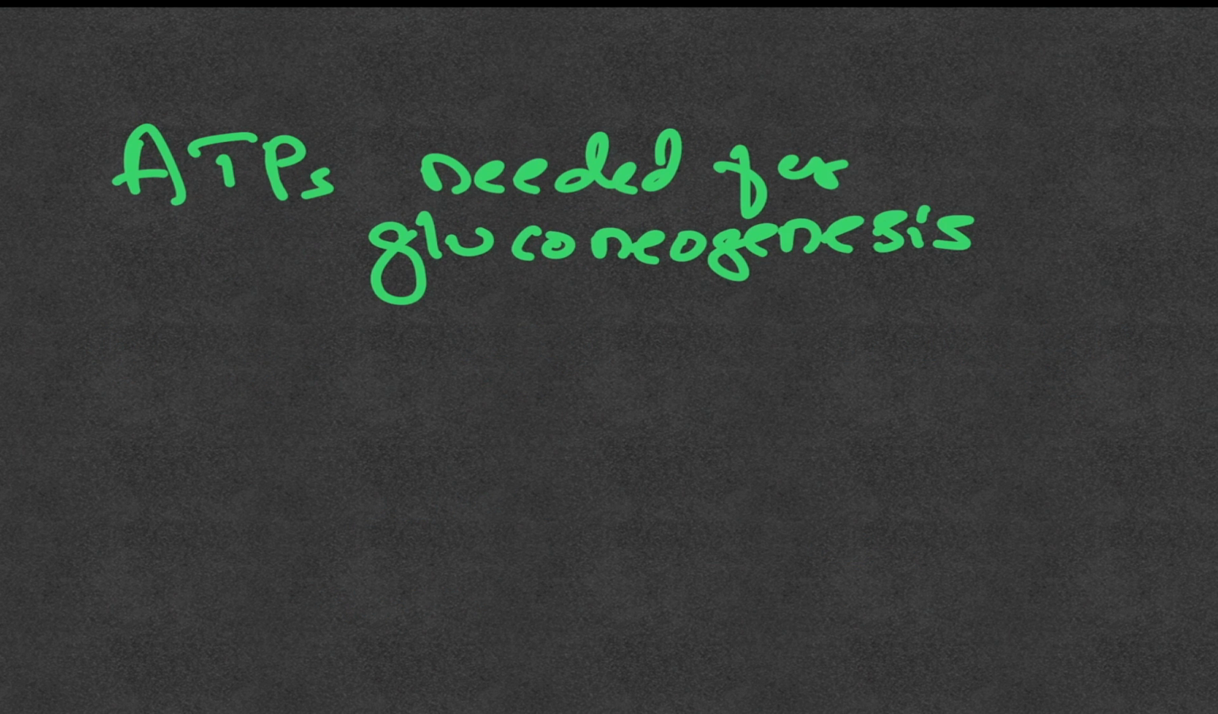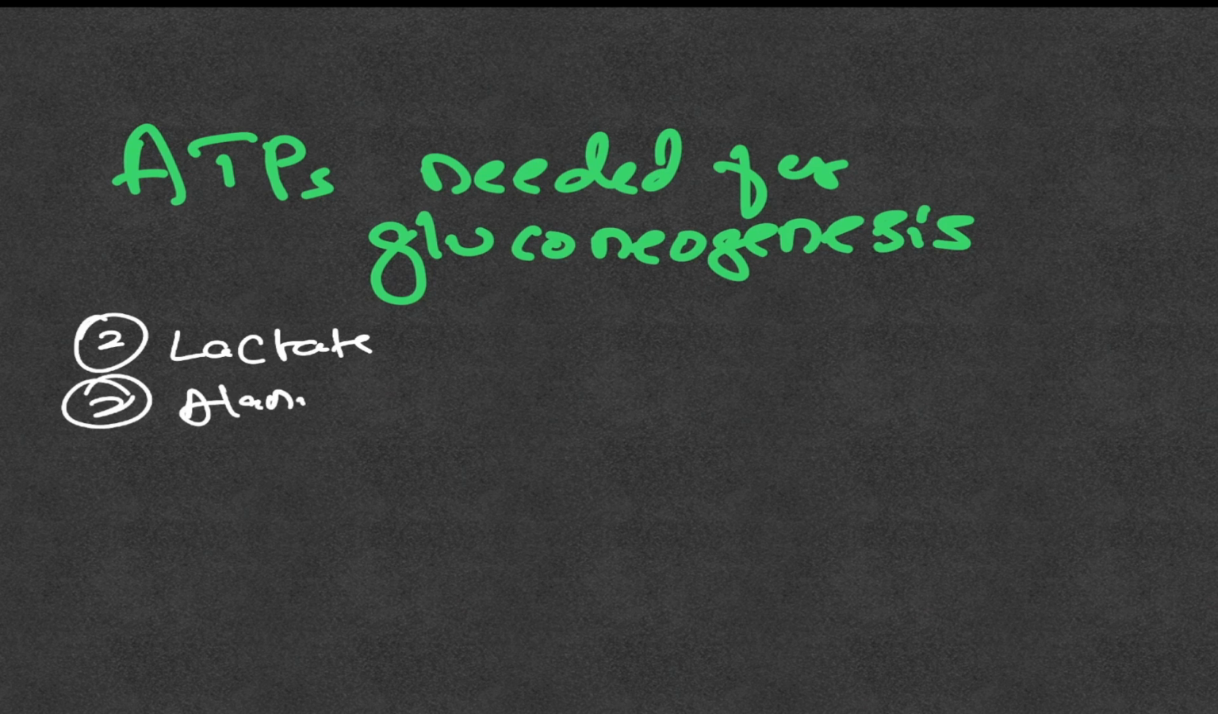Alright, so now let me explain to you approximately how many ATPs are needed for the gluconeogenesis process. Let me be very brief in this. Conversion of say 2 lactate molecules, or 2 alanine molecules, going into 2 pyruvate molecules, there is no need of ATPs there. You need NAD plus and all that, but let us just restrict ourselves to the need of ATPs.